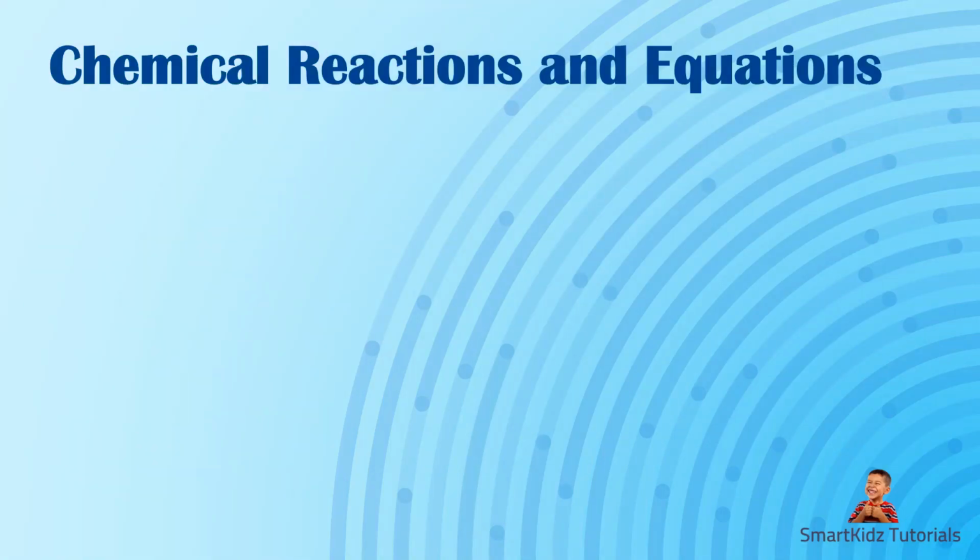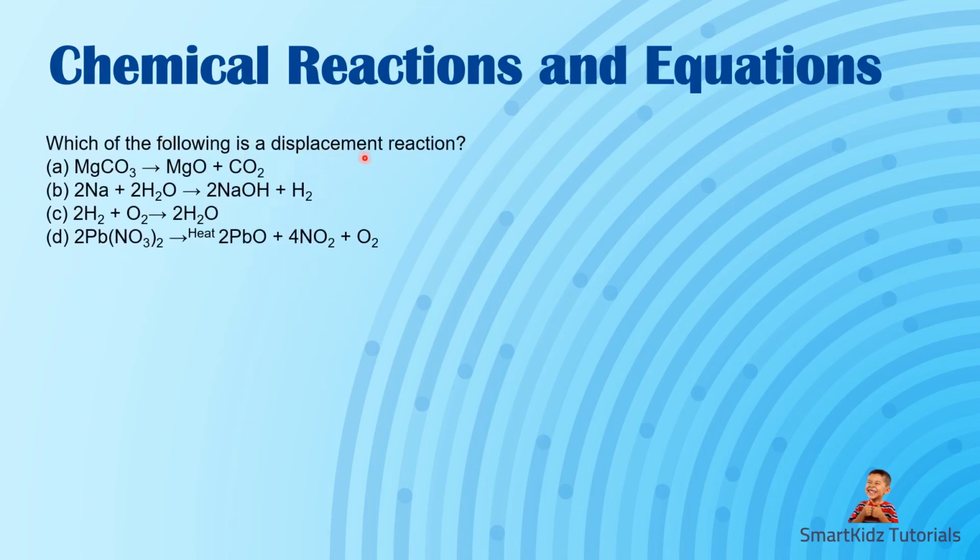Next. Coming to the last question. Which of the following is a displacement reaction? So the first one is clearly not a displacement reaction. It is a decomposition reaction wherein magnesium carbonate is getting decomposed to form magnesium oxide and carbon dioxide. The third one is a combination reaction. Hydrogen is combining with oxygen to form water. And the fourth one is also a decomposition reaction. Lead nitrate is getting decomposed to form lead oxide, NO2 and oxygen. The only correct answer is B, 2Na plus H2O gives NaOH plus H2.